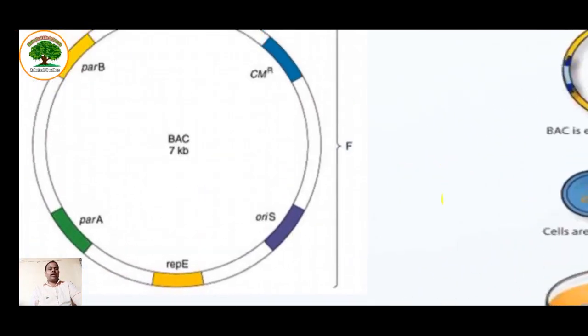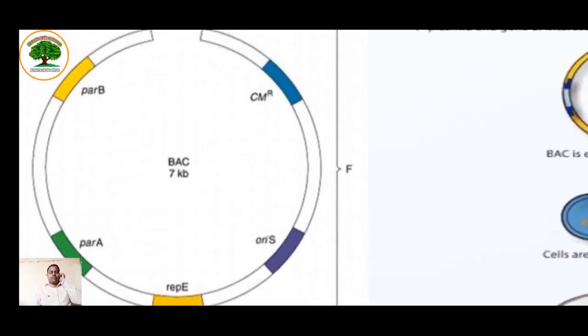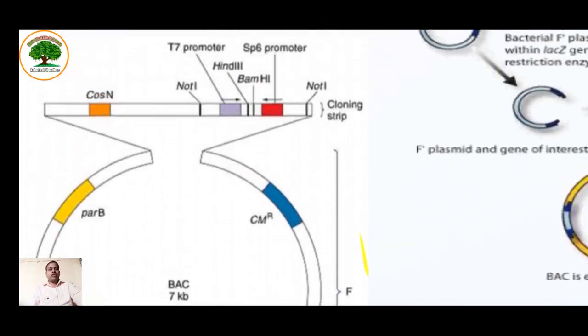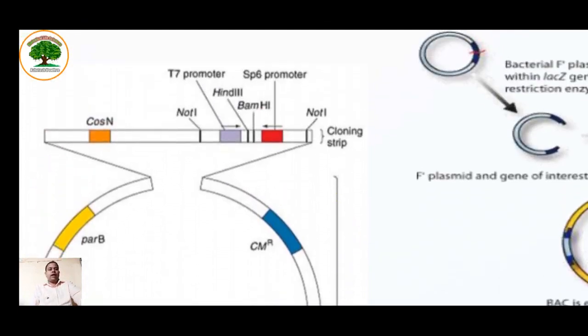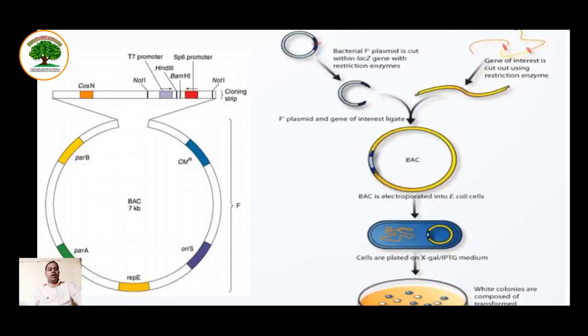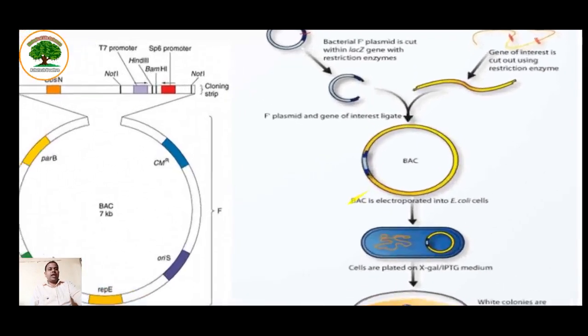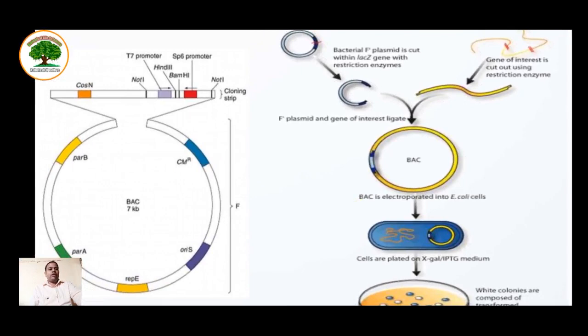You can see the BAC structure here. There are different genes involved in this and the makeup of this. Now you can add your fragment of interest in the lacZ gene so that it can be used for cloning experiments. But in some BACs there are different selectable markers also present, such as ampicillin resistance and likewise, and these are helpful in cloning experiments.